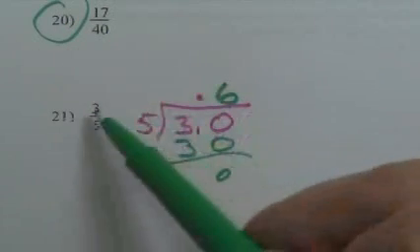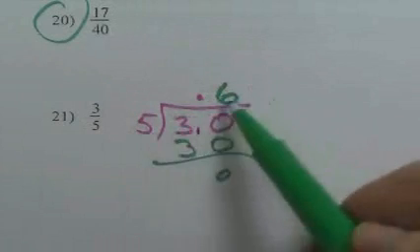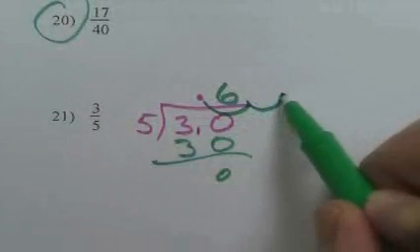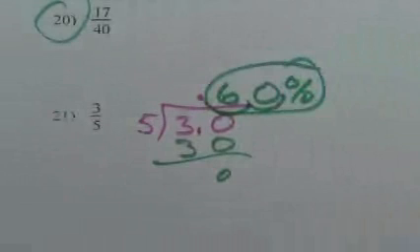Number 21, we did this one before. 3 goes in the box, decimal straight up. 5 goes into 30 six times, 0.6. Move the decimal over 1, 2. The answer is 60%.